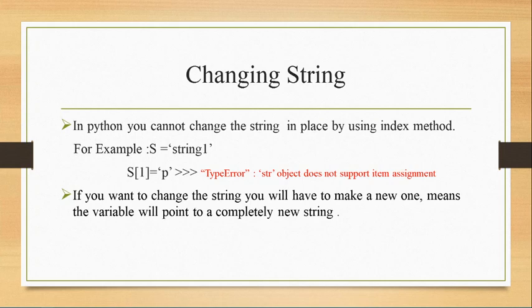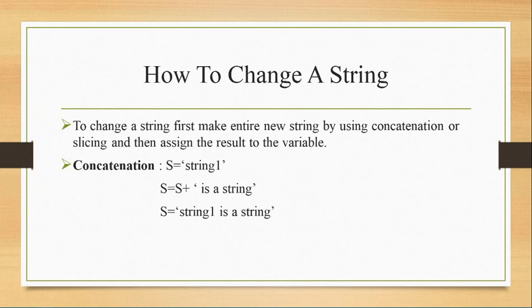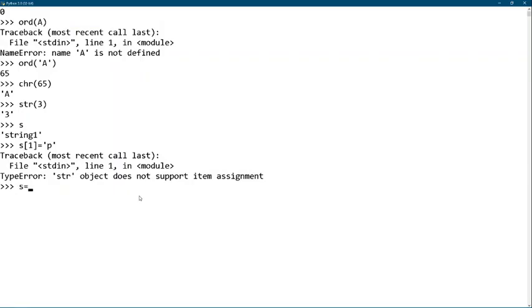But if you want to change the string, we have an option that you can make a new one. This means the variable will point to a completely new string. This can be done with the help of the concatenation method. To change a string, first make an entirely new string by using concatenation or slicing and then assign the result to the variable. Let's see with the help of an example.